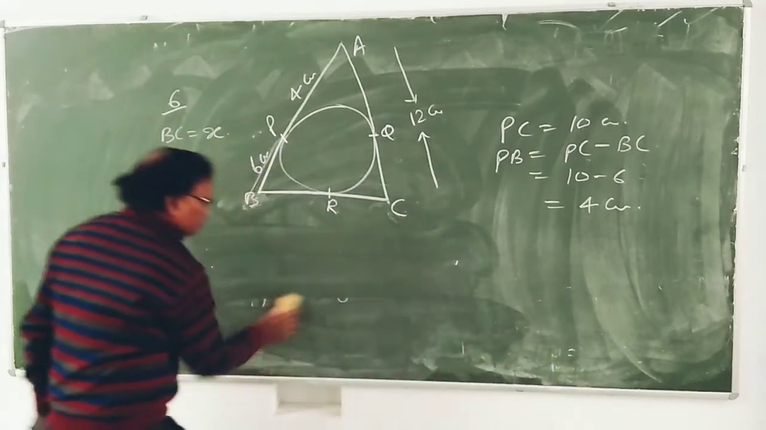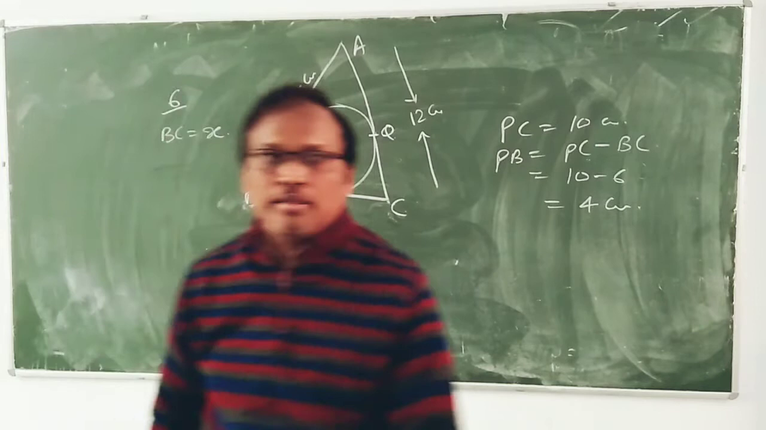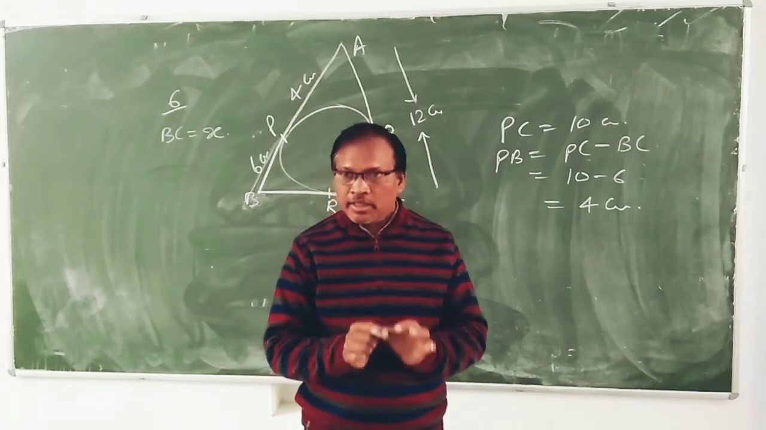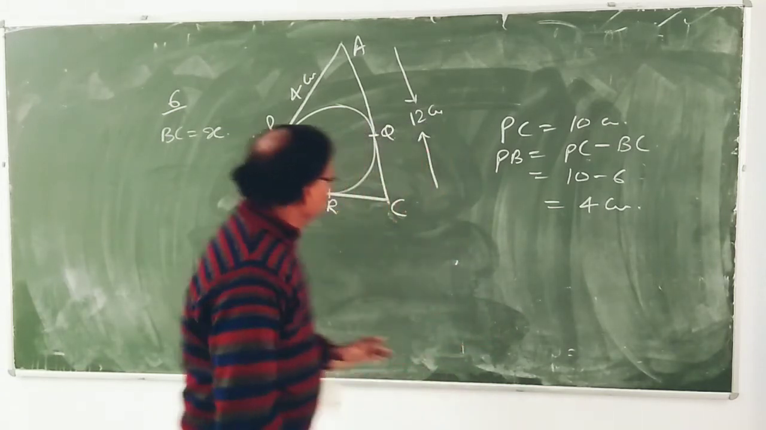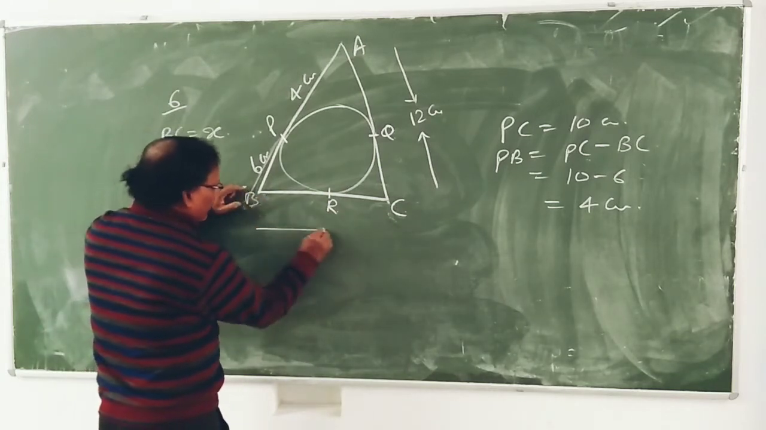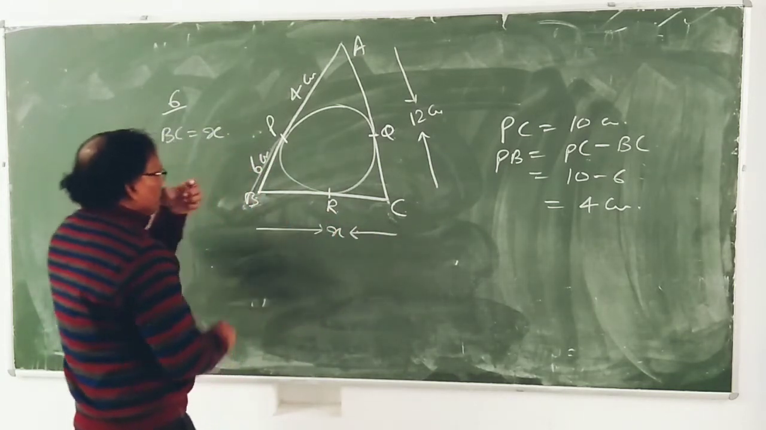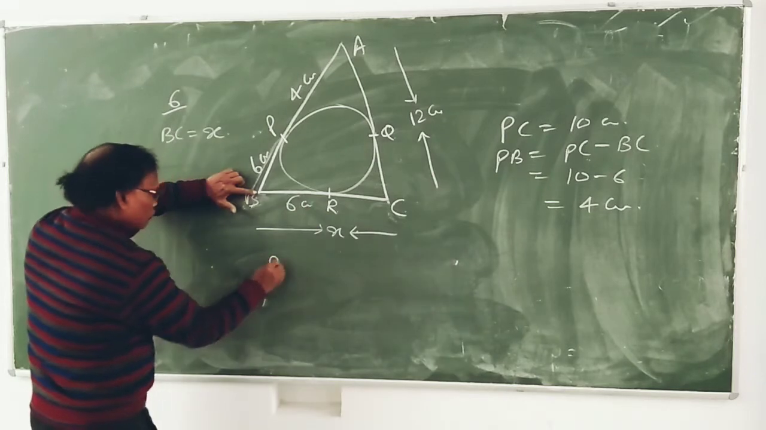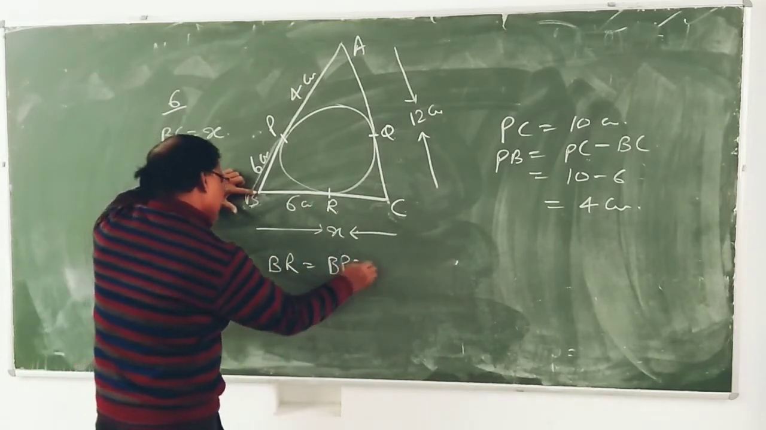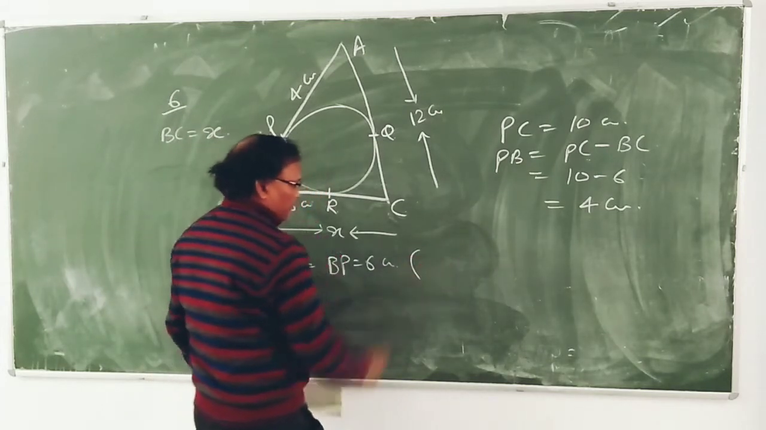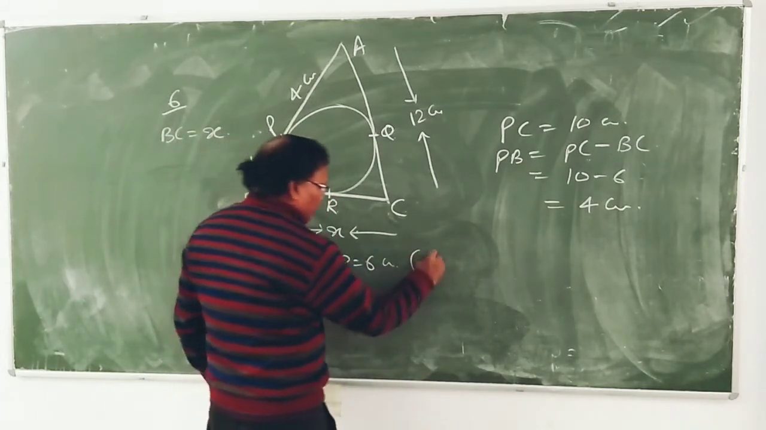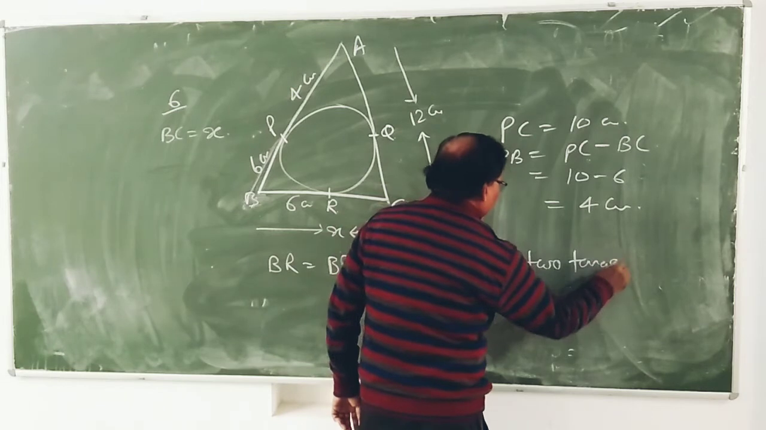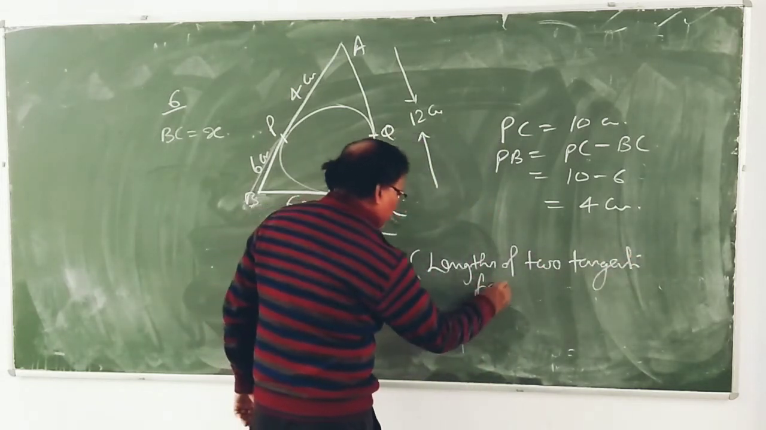As you know, the property of the tangent: the lengths of the two tangents from an exterior point are equal. It means, if this is x, this is the total, and this is 6. BP is 6. It means BR is also 6. So BR is equal to BP is equal to 6. Length of two tangents from a point.